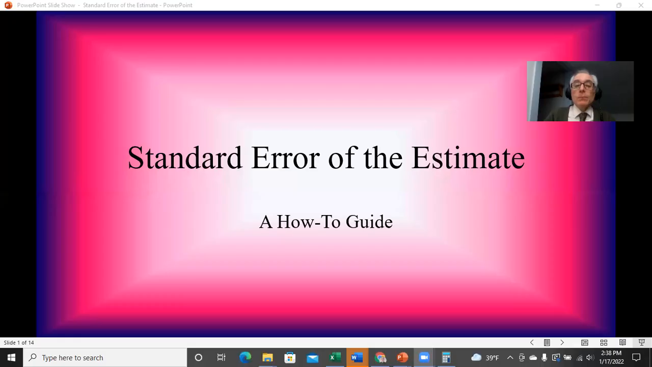Hello. This presentation, which I hope to keep brief and to the point, concerns the subject of the standard error of the estimate, which is a subheading under the general topic of validity of tests and measures. So here we go. Right. So again, this is primarily intended as a how-to guide, but also will be covering what is this all about and who cares, that sort of thing.